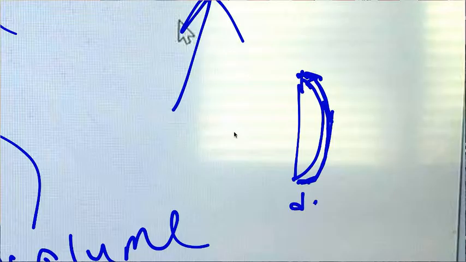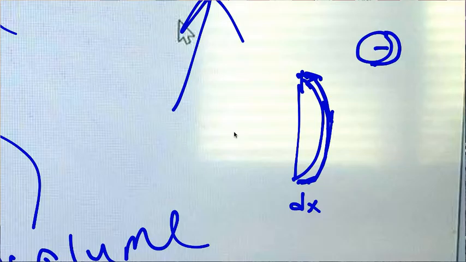This thickness, dx, goes right here. The volume of this is like the volume of any cylinder. So if I'm going to do a cylinder of some kind, what you have to do is get the area of the face of it. So if I just know the radius here, you do pi r squared.